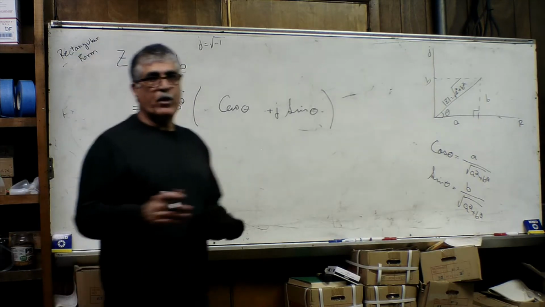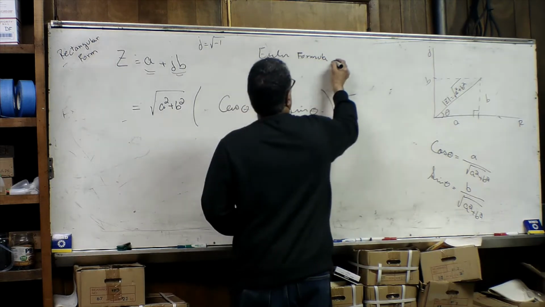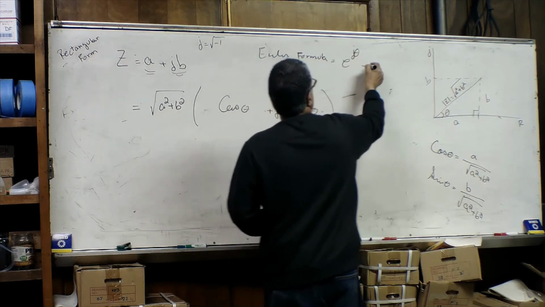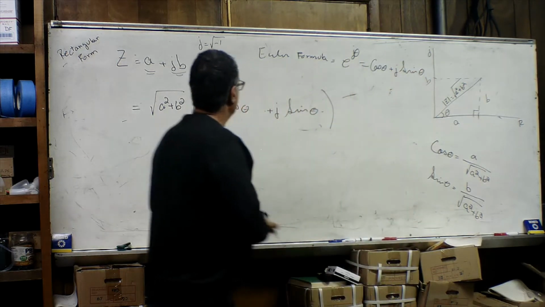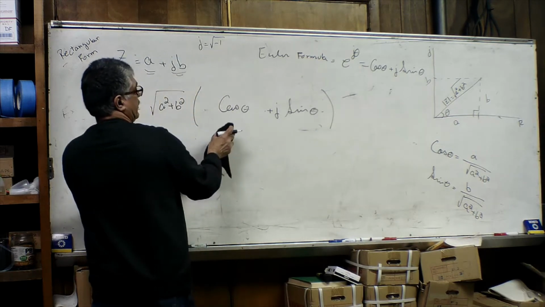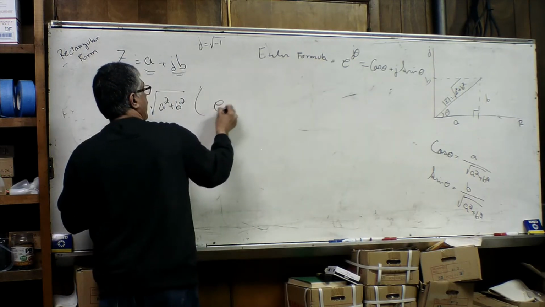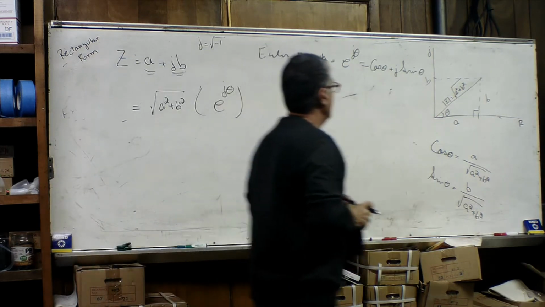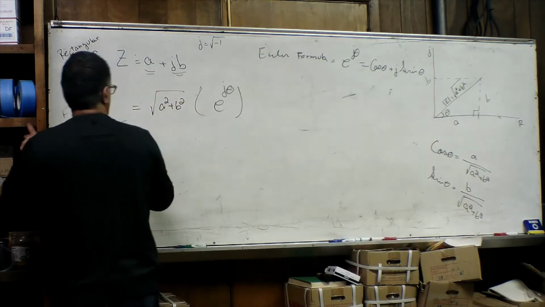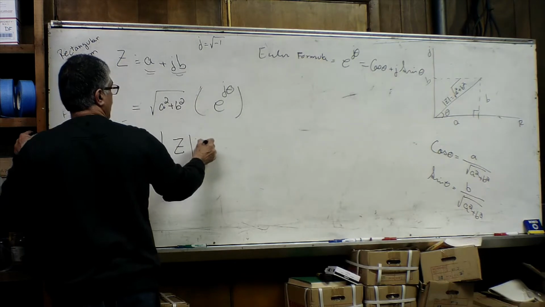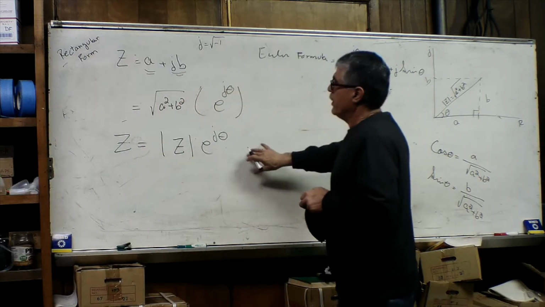Now, if you remember the Euler formula, it says that e to the power j theta is equal to cosine of theta plus j sine of theta. So in fact, this is the Euler formula. That means this is equal to e to the power j theta. The hypotenuse we can show as the absolute value of z. So this can be shown as the absolute value of z multiplied by e to the power j theta. So this is our z, our complex number in exponential form.